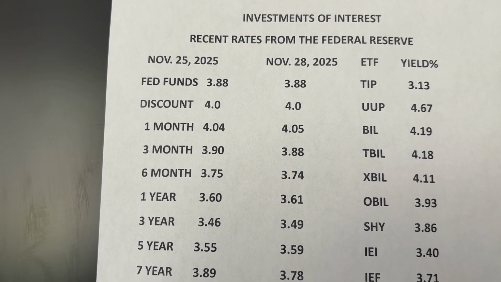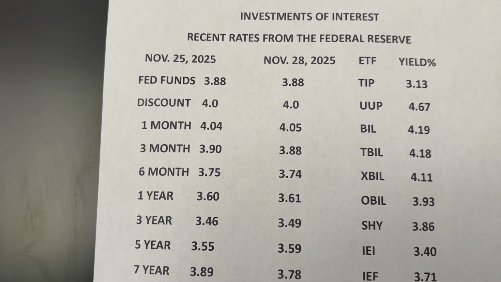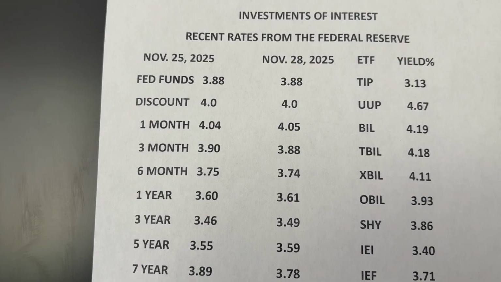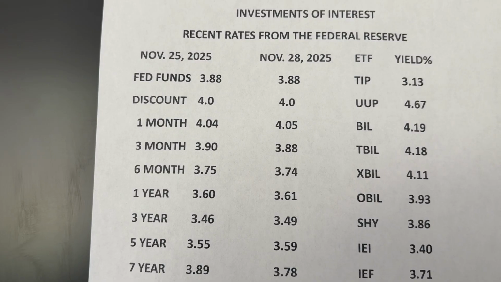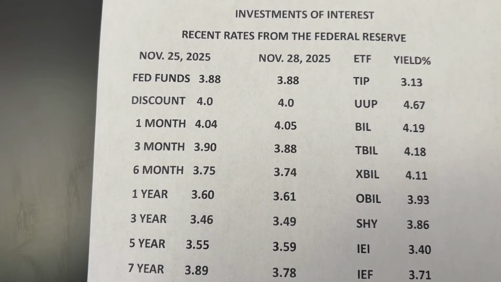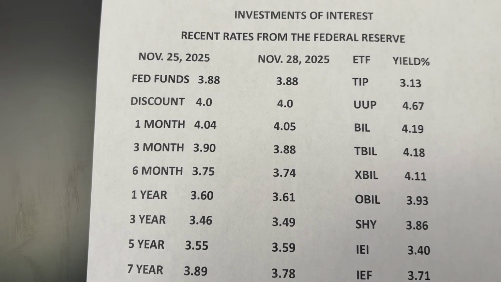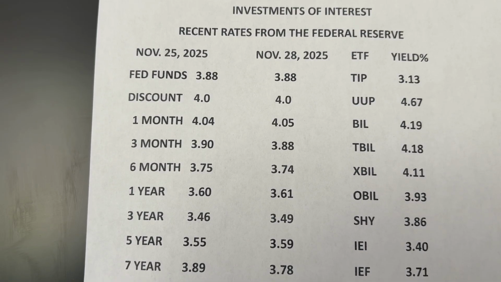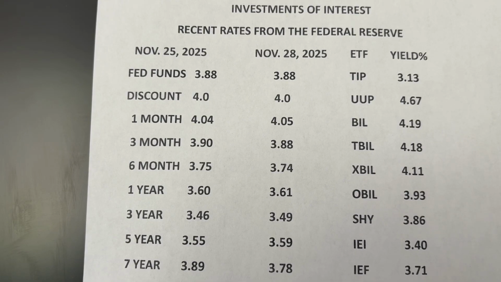For example, the 6-month Treasury bill yielding 3.75%. There is an ETF that tracks the 6-month bill. It's called the XBIL, which is the symbol on your computer. It's yielding 4.11%. Now notice that as we go out to 1 year, a longer period of time, surprisingly, the interest rate drops to 3.6%, and so does the corresponding ETF, which in this case the symbol is OBIL, 3.39%. Notice that's a lower rate of return than the XBIL.